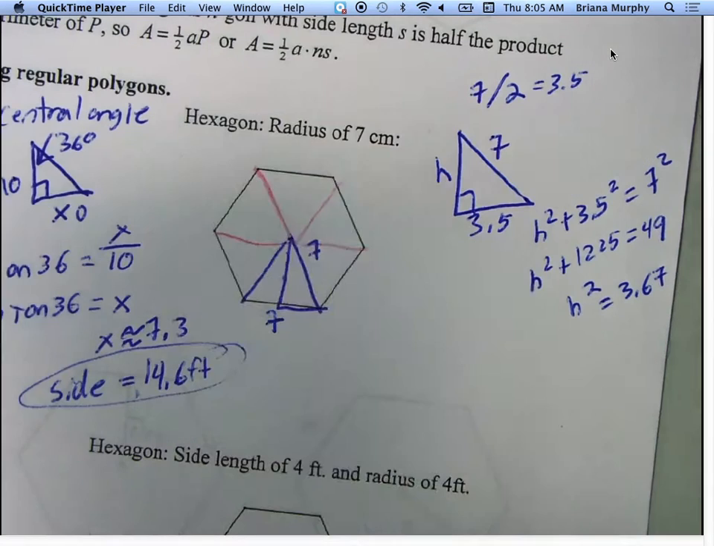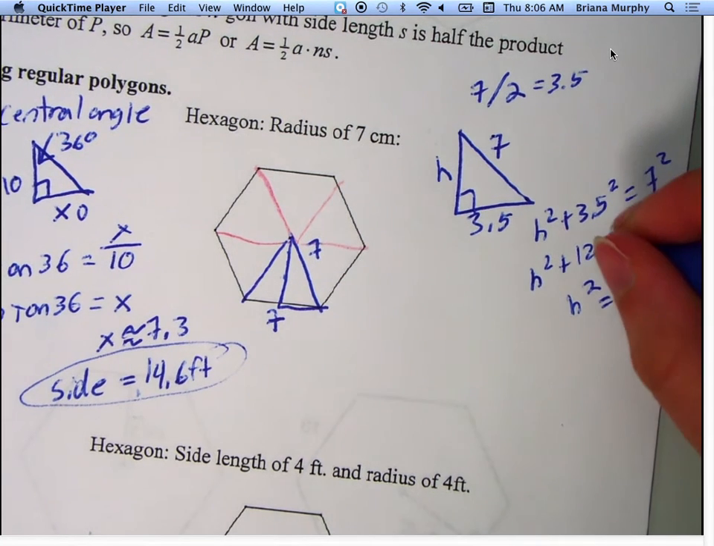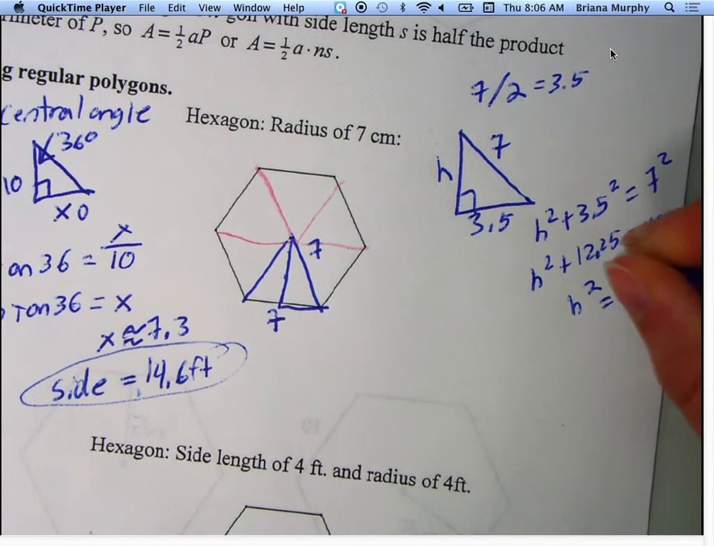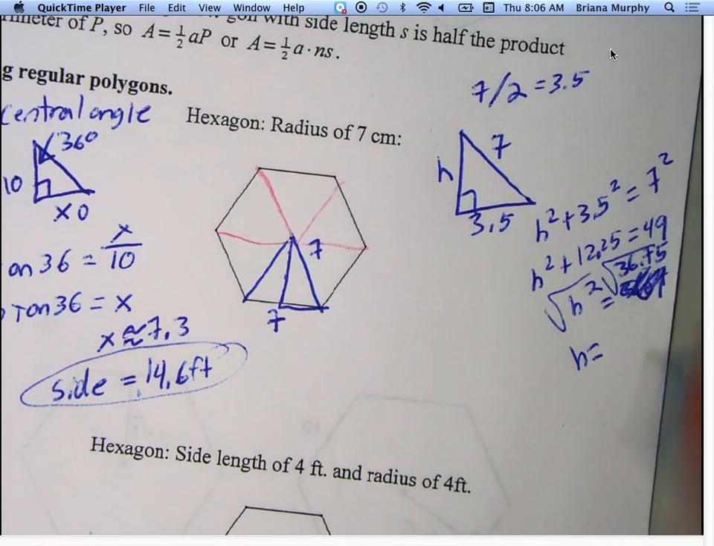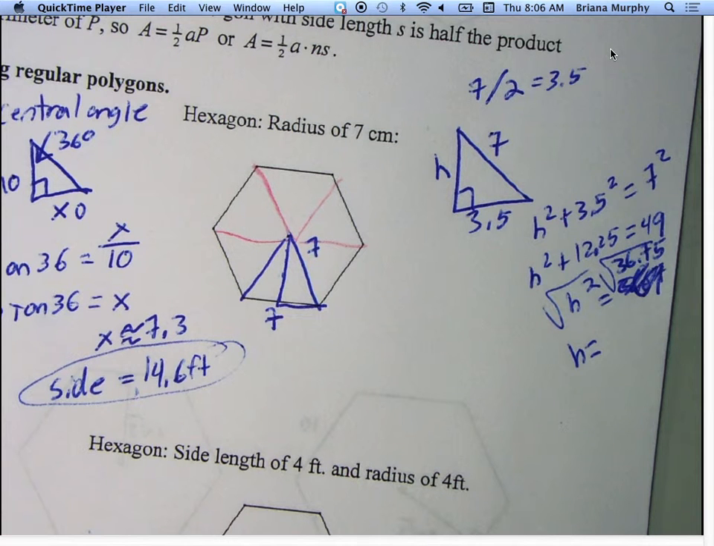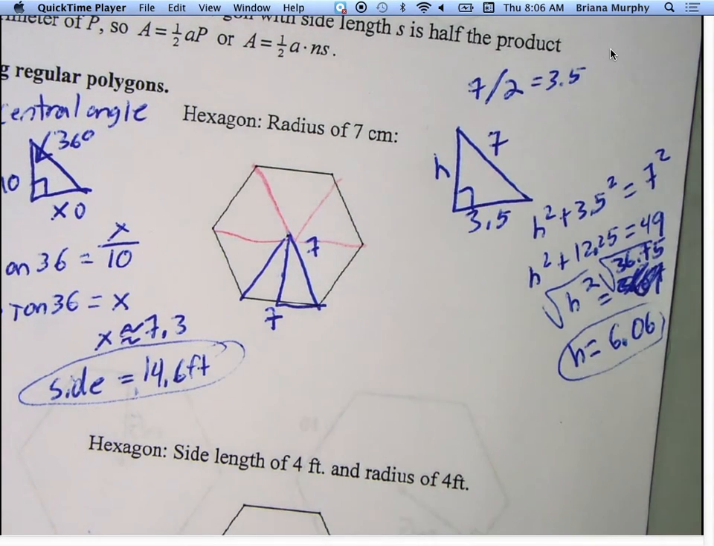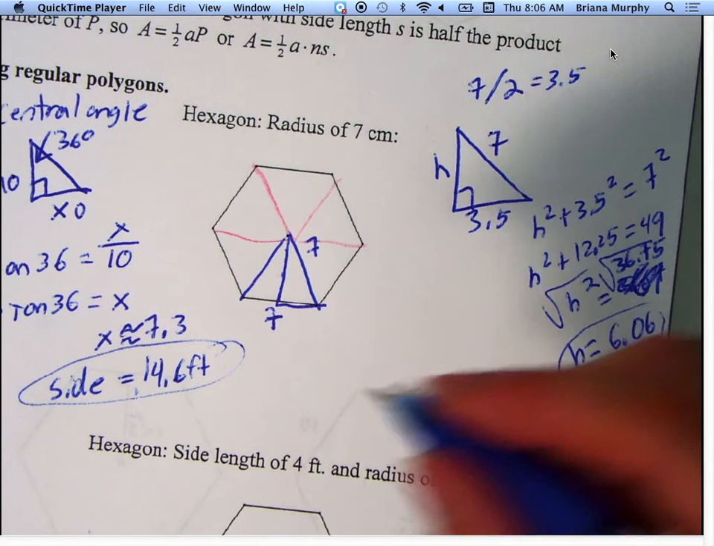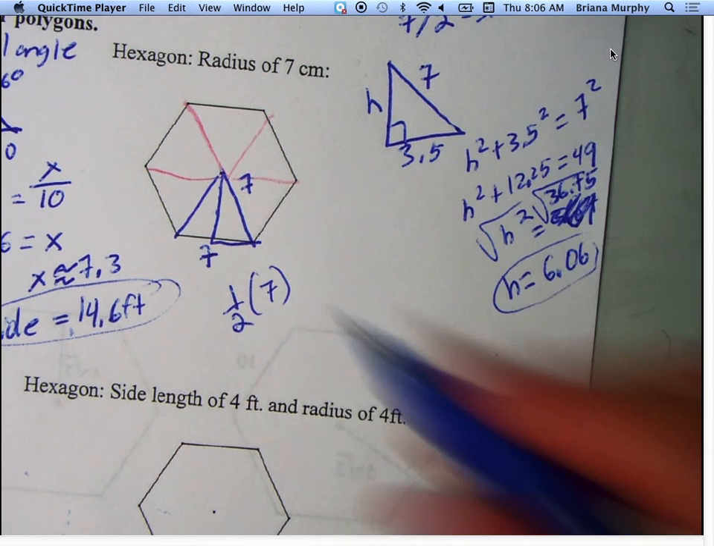No, wait, hold on. It's 12.25 subtracted, so h squared equals 36.75. And then I'm going to square root it. So h is approximately 6.06. That's my height. Now I'm going to do the area of a triangle. 1/2. How did you get the other side at the bottom? It's an equilateral triangle, which means all 3 sides are the same. 1/2 the base 7 times the height 6.06.